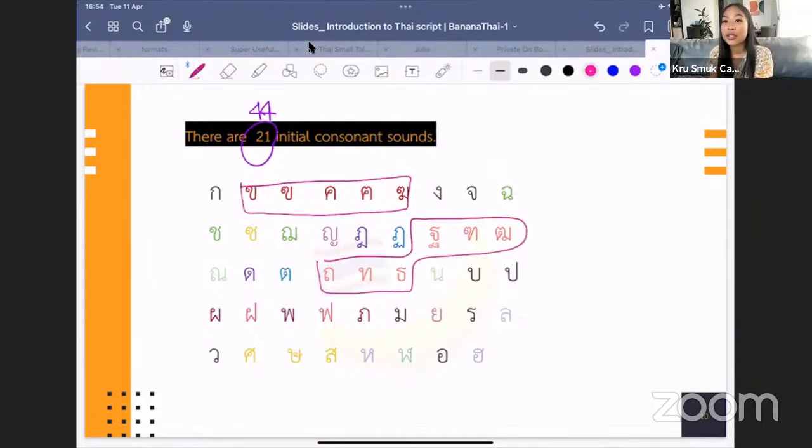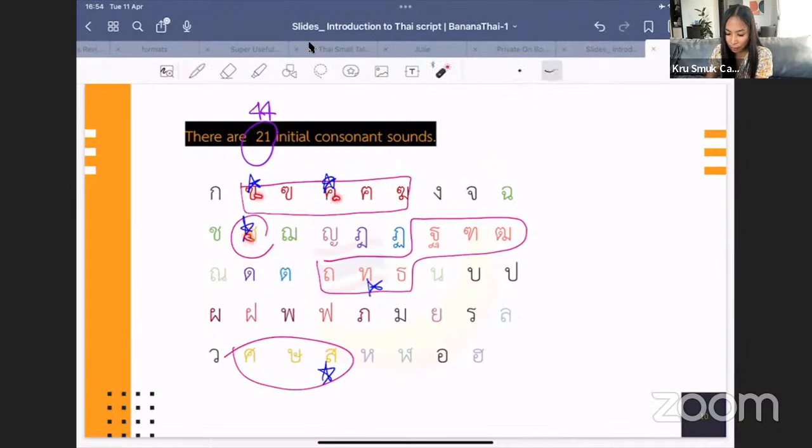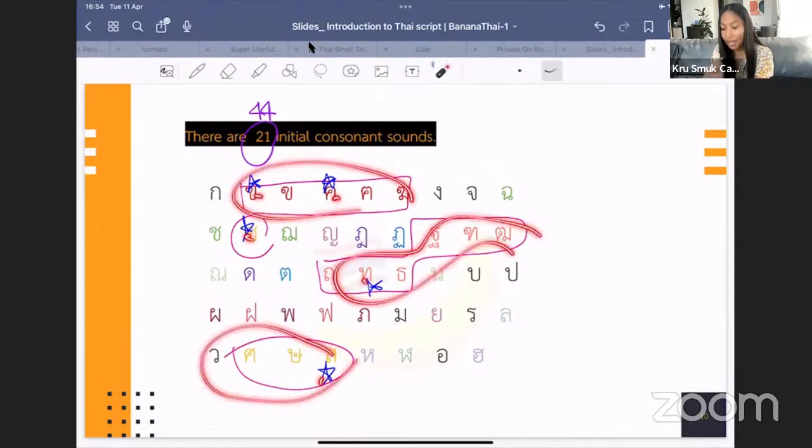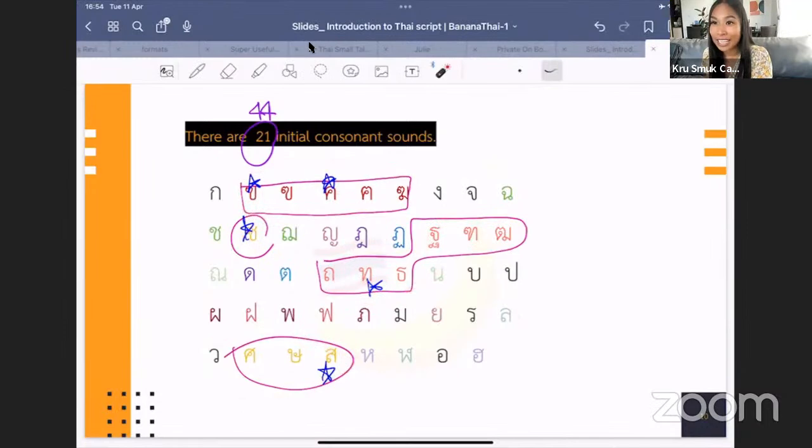The ones in black have a unique sound. But as you can see, there is always a main one in each group. If you remember these 1, 2, 3, 4, 5, out of all of this, you already cover 80% of Thai basic words. So always find the highlighted consonants in each sound group.